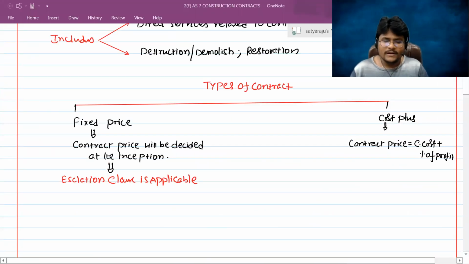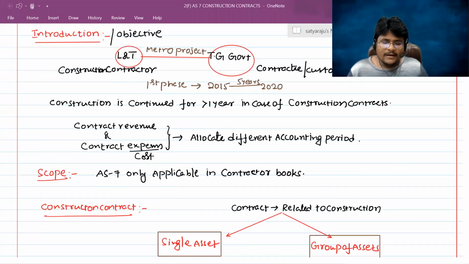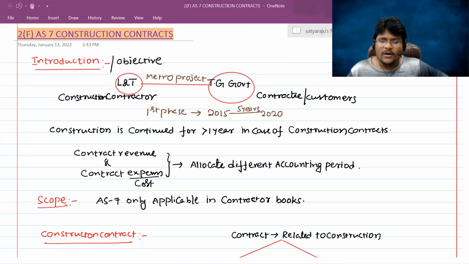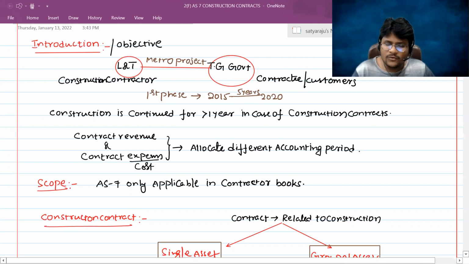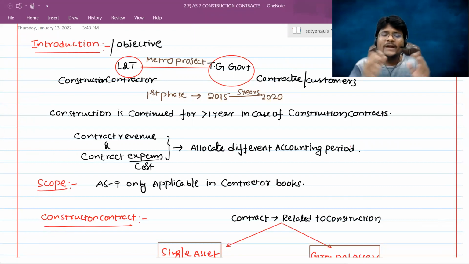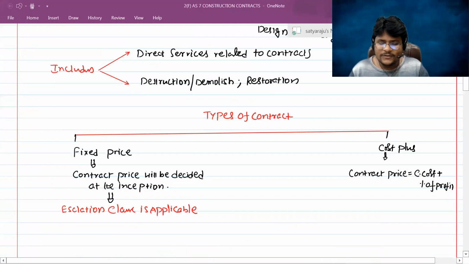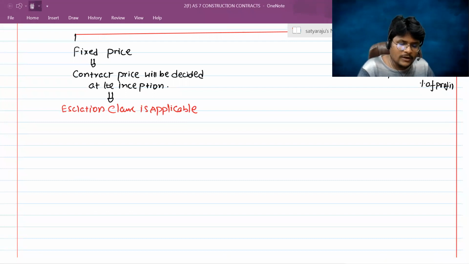Okay, next point, guys. All of you please concentrate. Sir, in the introduction, at the time of dealing with objective or introduction, I put one question mark, right? That is, the main reason for the introduction of AS7 is allocation of contract revenue to different accounting periods. Now you may have a doubt: sir, how is the entire contract revenue spread over the different accounting periods? At that point of time itself, the doubt may arise. Now I'm answering such doubt here, guys.